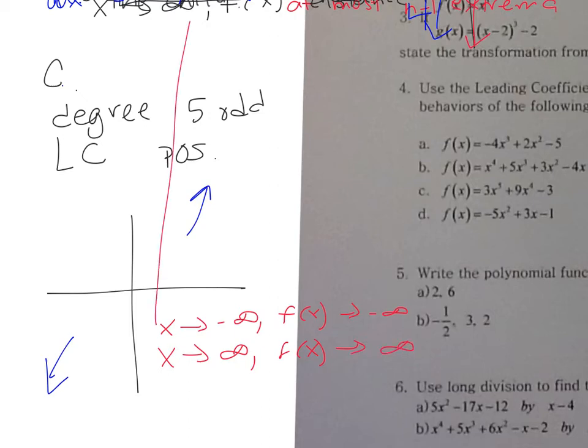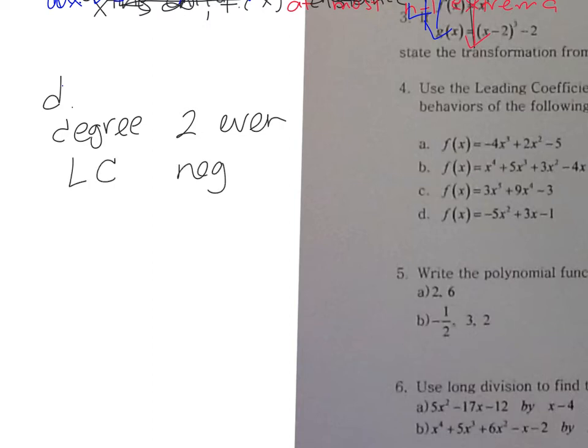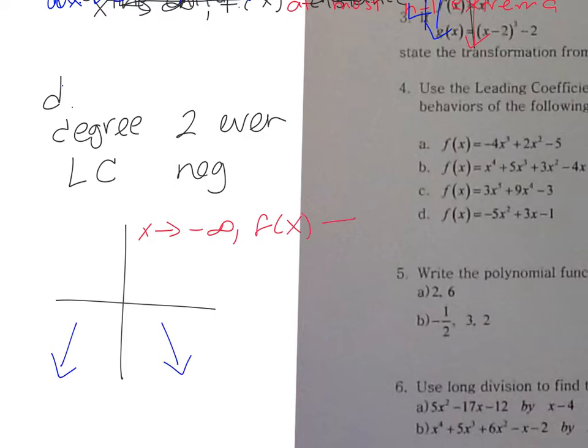Okay, and D, the degree is 2, which means it's even. And the leading coefficient is negative. It's negative 5. Okay, so since it's even, it goes up, up, or down, down. Since it's negative, it goes down, down, like this. All right, so as x goes to negative infinity, f of x goes to negative infinity. As x goes to infinity, f of x goes to negative infinity.